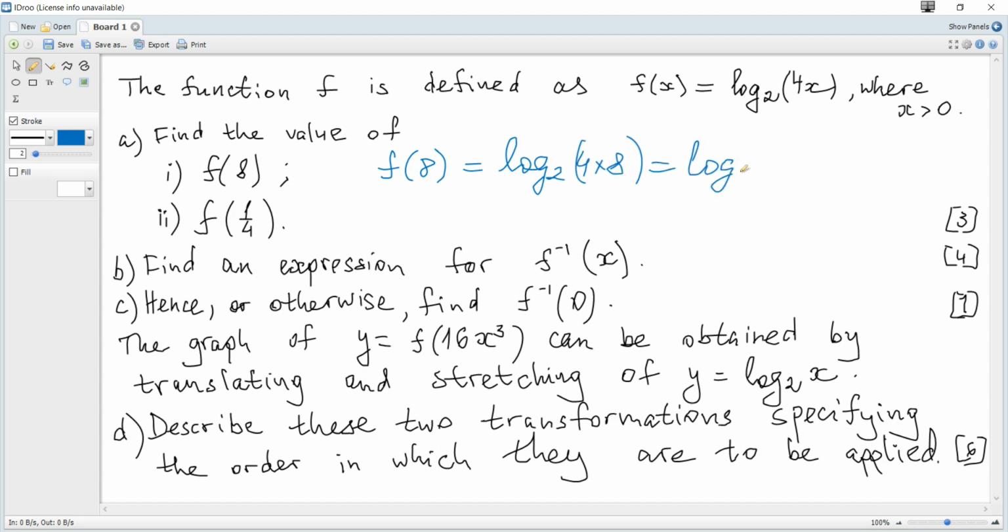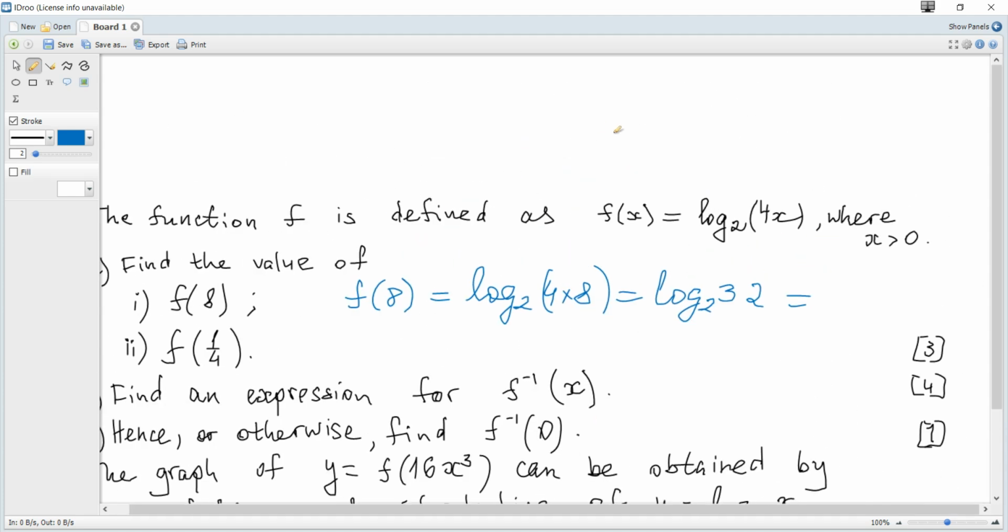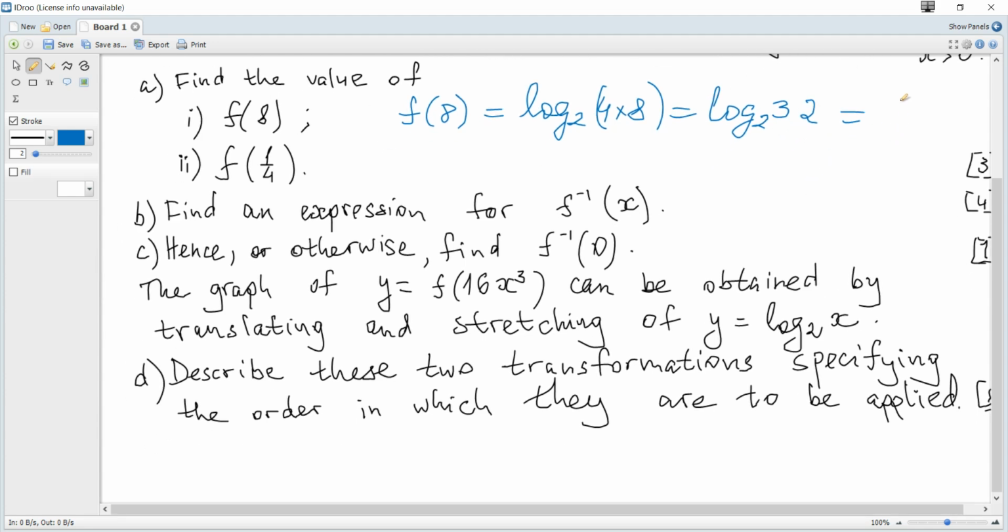It's log to the base 2 of 32, and just using the definition of log to the base a of b is equal to c. Why? Because a to the power of c is equal to b. So here it is equal to something, so that 2 to what power is 32? It's 5, so it's 5.